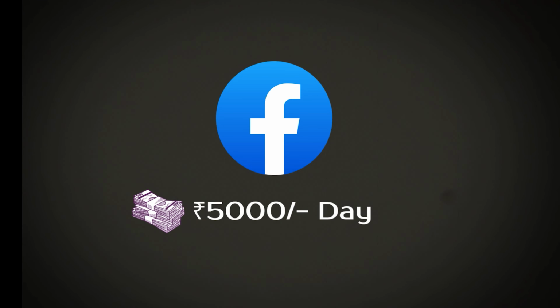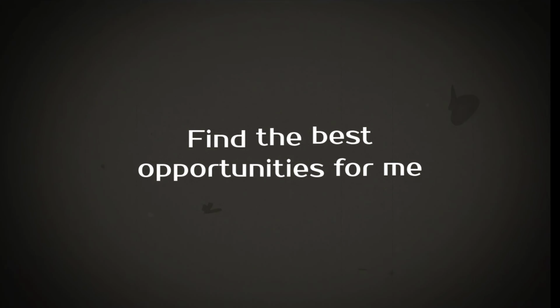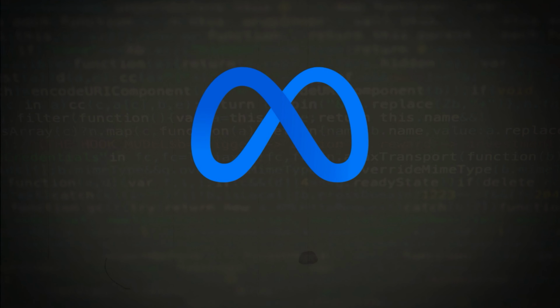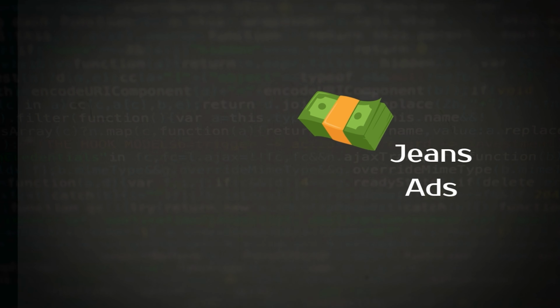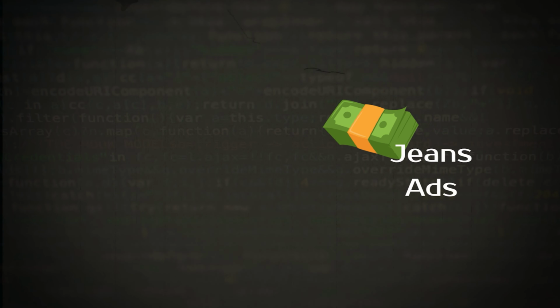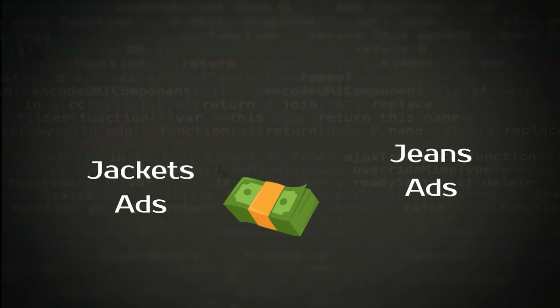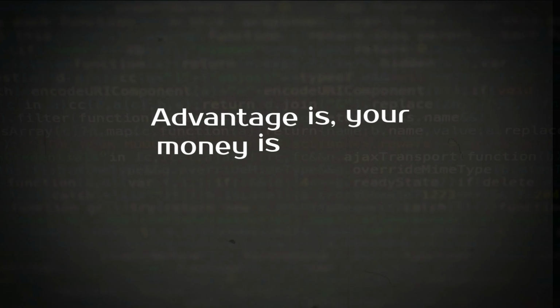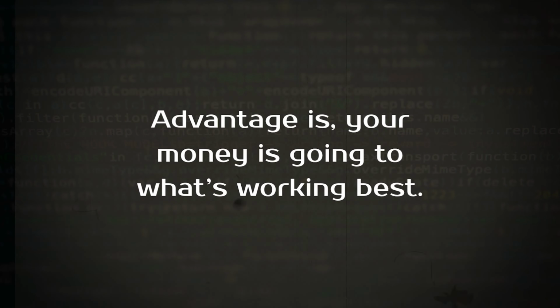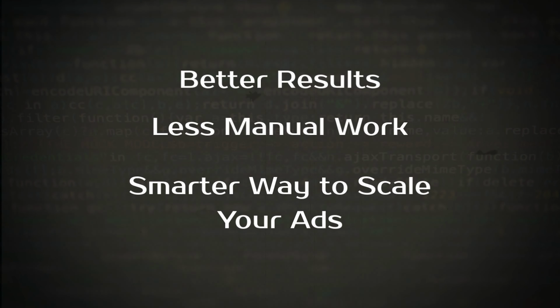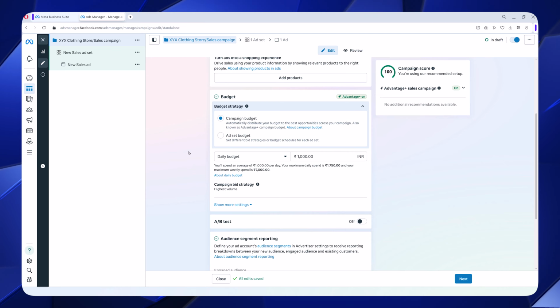Now this is where Advantage plus campaign budget comes in. Instead of you deciding how much to allocate for each ad set, you tell Facebook, here's my 5,000 rupees per day. Find the best opportunities for me, meaning you are assigning 5,000 to campaign budget. If Meta's system sees that jeans are converting really well today, it automatically pushes more of your budget towards those ads. And if jackets aren't performing, it pulls the budget away, without you touching anything. The advantage is simple. Your money is always going to what's working best in real time. You get better results, less manual work, and a smarter way to scale your ads. That's all we do here. And then we can go to ad set level.